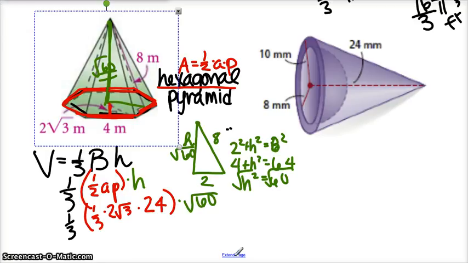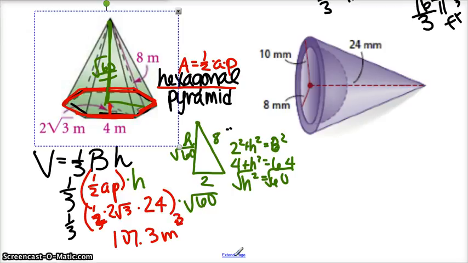Oops, I have one thing written wrong. This needs to be 1/2 here. All right, so I have 1/3 times 1/2 times 2 square root 3, close that parenthesis after the square root, times 24, all times the square root of 60. And I ended up with 107.3 meters squared. Nope, meters cubed, assuming I made no errors.